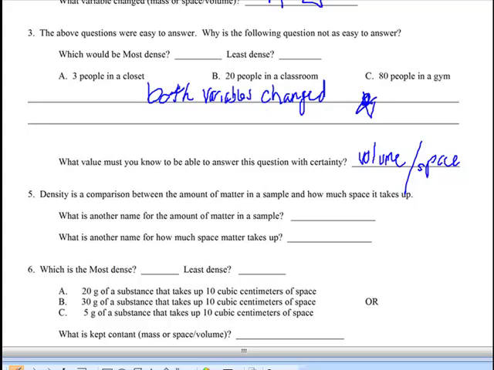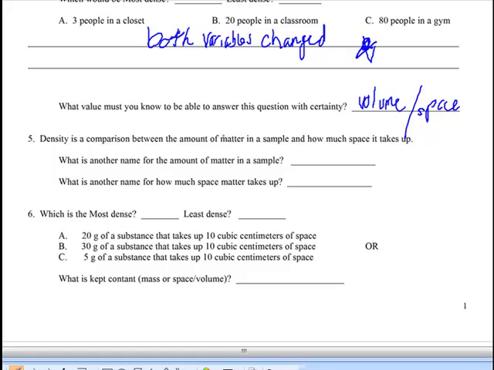Those are easy to deal with, but because both variables changed, we have problems trying to answer and make comparisons between this problem here. Then it says, what value must you know? You need to know what the volume or the space is. How big is, how many square feet or how many square meters is that closet or that classroom or that gym, and then we can do some math and make some comparisons.